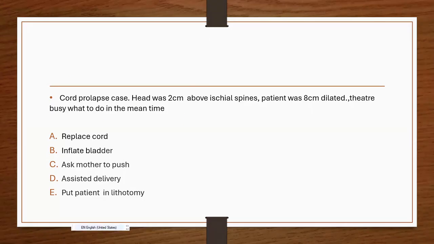Again, cord prolapse. I hope all of you have seen this being repeated several times in different cases. So, cord prolapse case: head was 2 cm above ischial spine, patient was 8 cm dilated, theatre is busy.